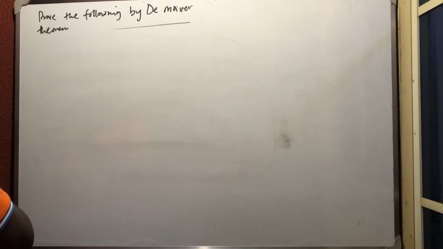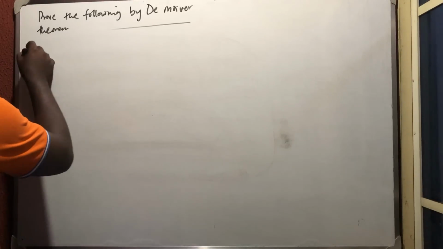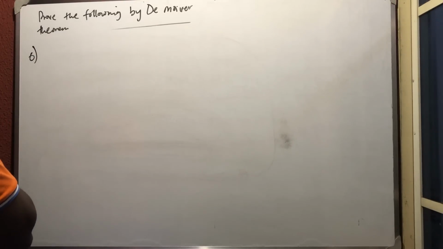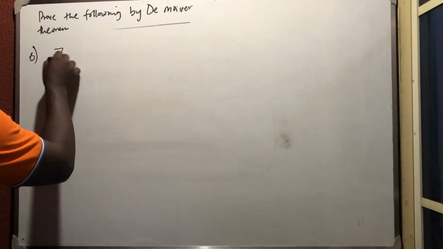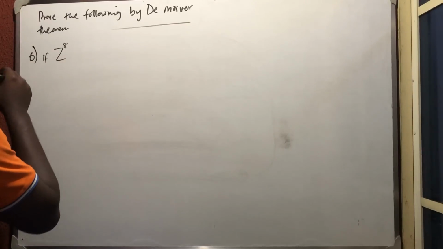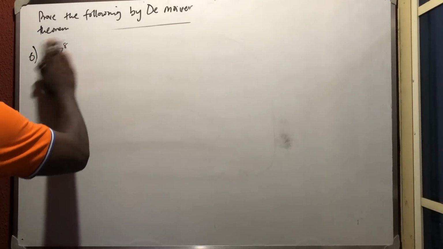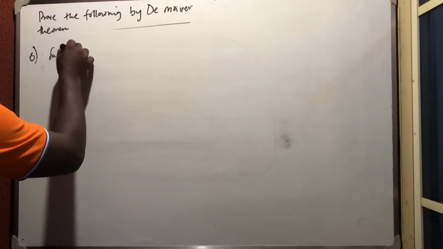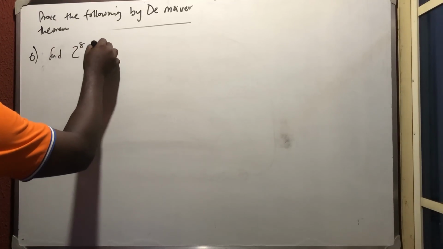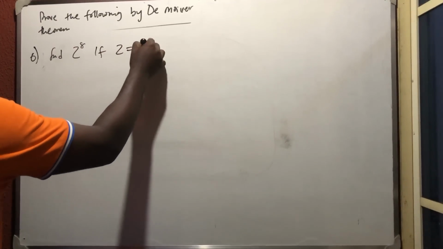We are done with question number 7. Oh, he said question number 6. And question number 6 says we should find Z raised to power 8 if Z is equal to 3 plus 2i.